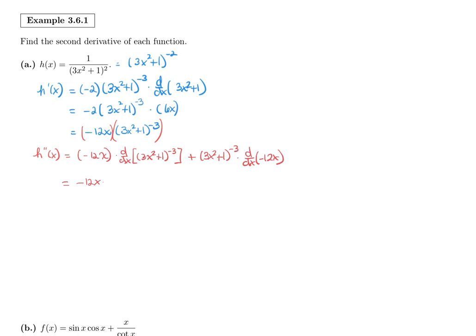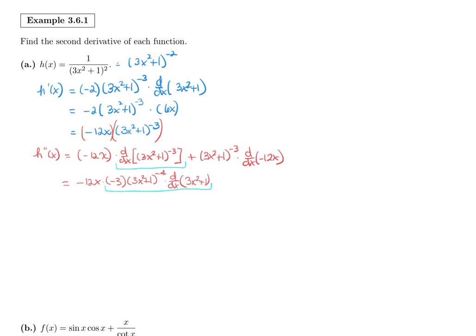We're going to bring down the negative 3, and then we have 3x squared plus 1 to the negative 4 times the derivative of 3x squared plus 1. So what happens is we used the chain rule up here in our first derivative to find our solution. Well, now we're using the product rule, and within this product rule, we're also using the chain rule. So this derivative requires the chain rule.